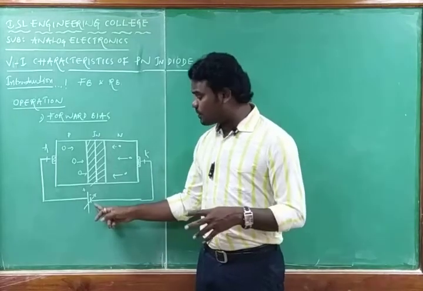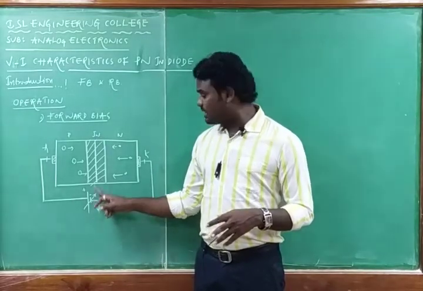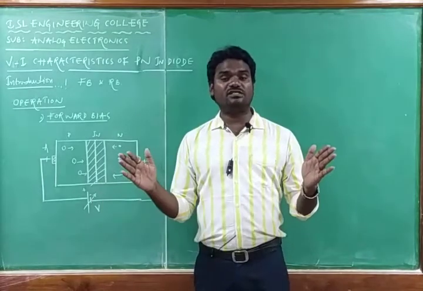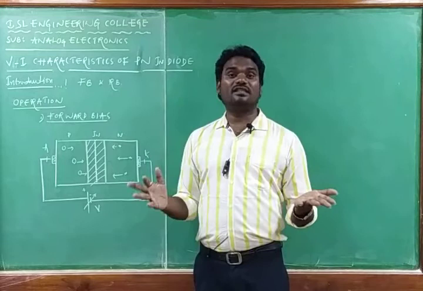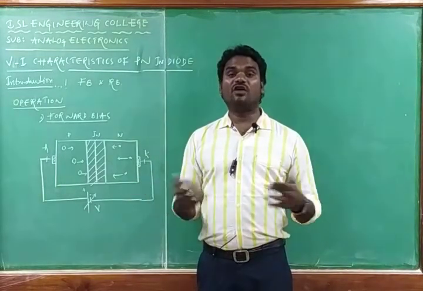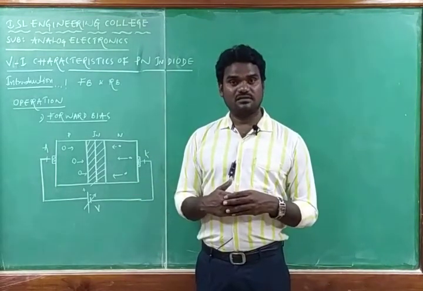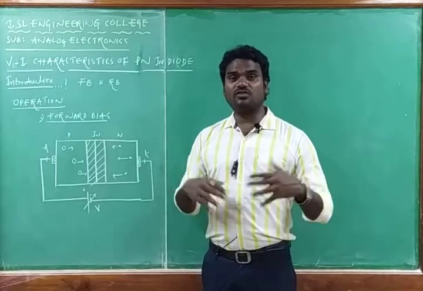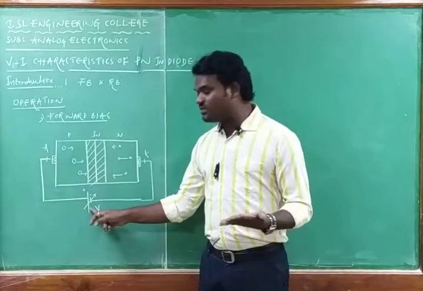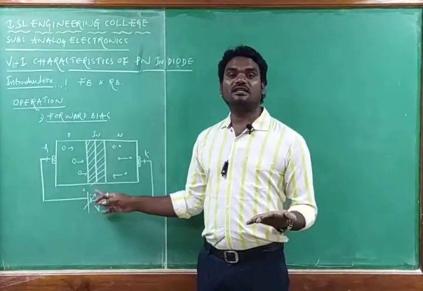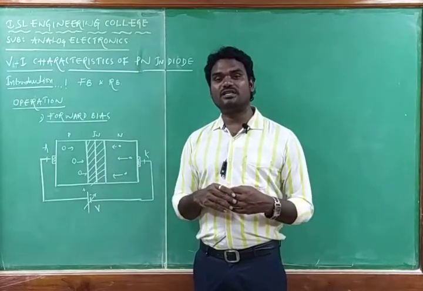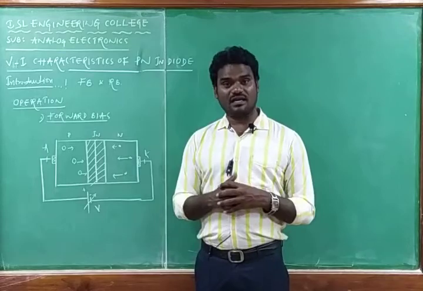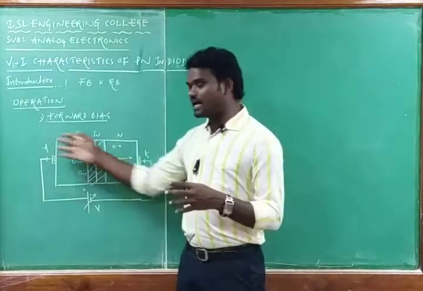At one particular point of external DC voltage, this barrier depletion width is completely vanished, so there is no barrier for the flow of electrons. There is no barrier and it is applied with some voltage, so electrons will move from the n side to the p side, and holes will move from the p side to the n side, and in this way they conduct the current. Now it is conducting the current.